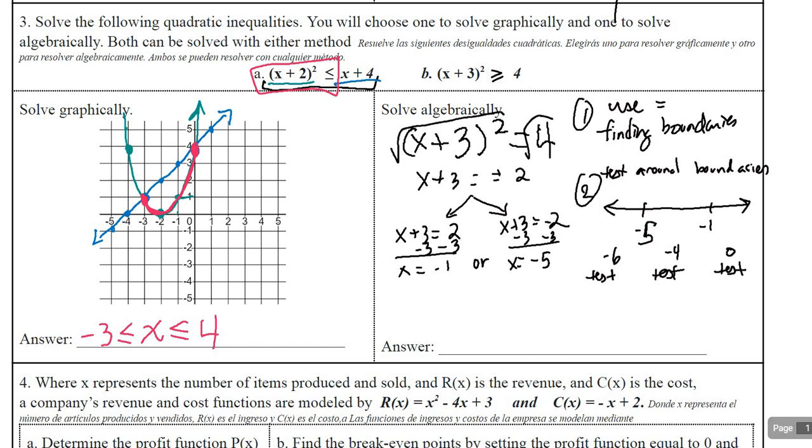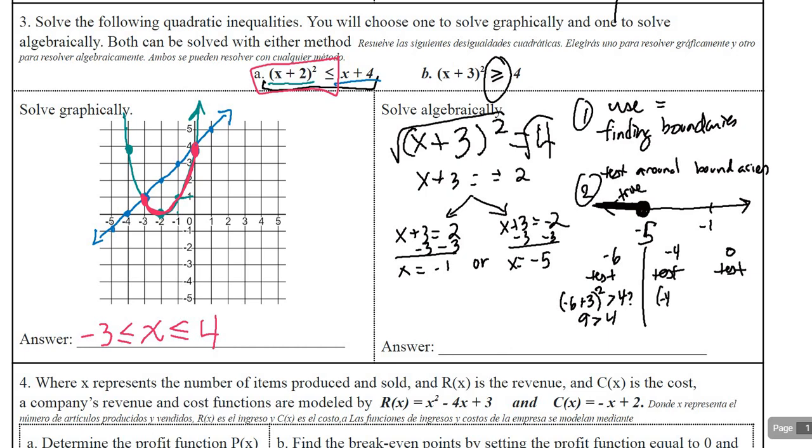Okay, so testing -6. Is -6 plus 3 squared greater than or equal to 4? Well, that becomes -3 squared. The answer is yes. 9 is greater than 4. True. So there are solutions here. I know there are solutions on the boundary because equality is allowed in my inequality here. It's a closed circle.